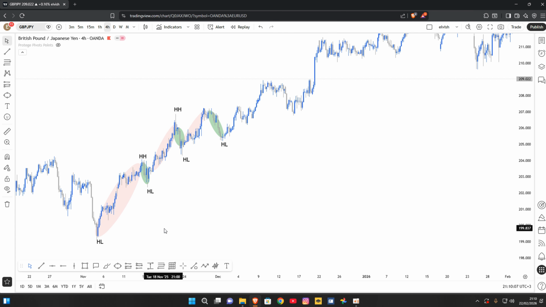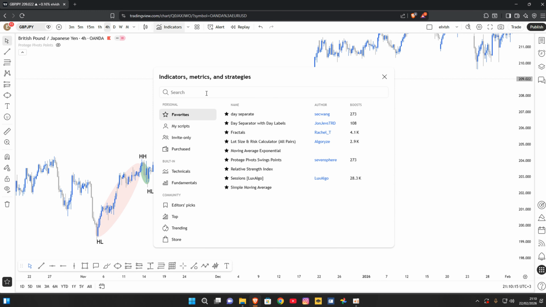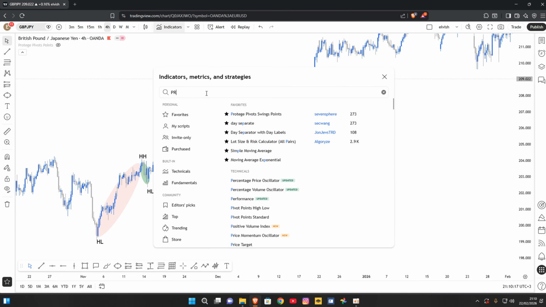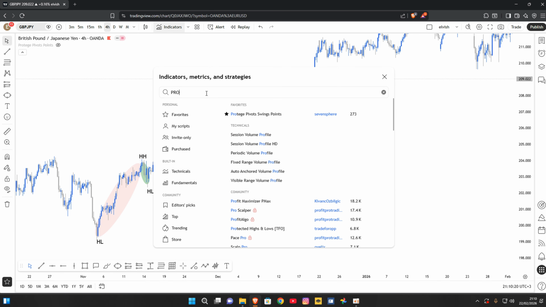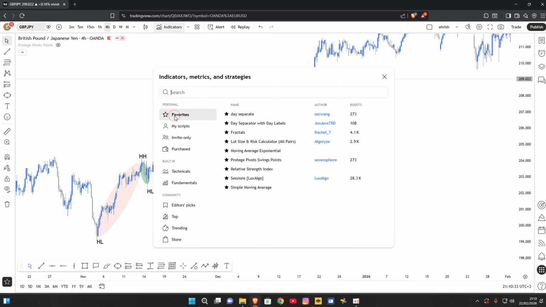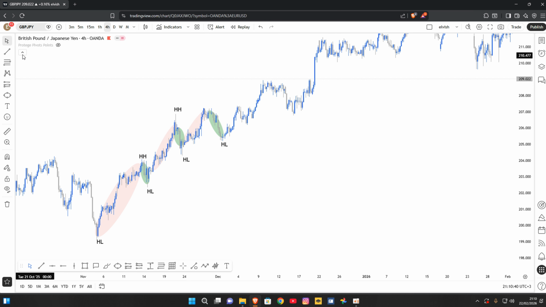So what I told you is easy. You come here under indicators, and under indicators you type in protege. It's called a protege. Then highlight it, there will be a star icon. Click onto it and it will be added to favorites. If you go into favorites, it will be here. So then you come and add it, and it will show up in this section over here.